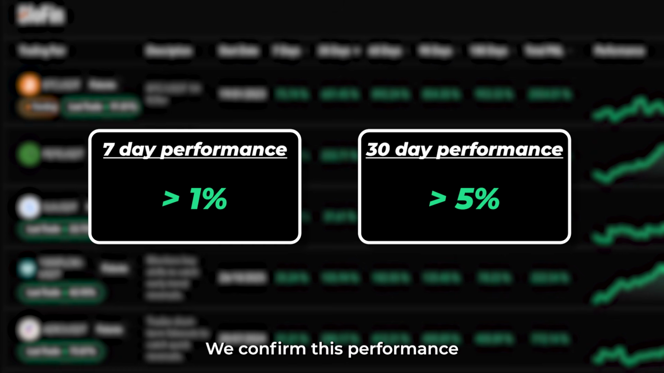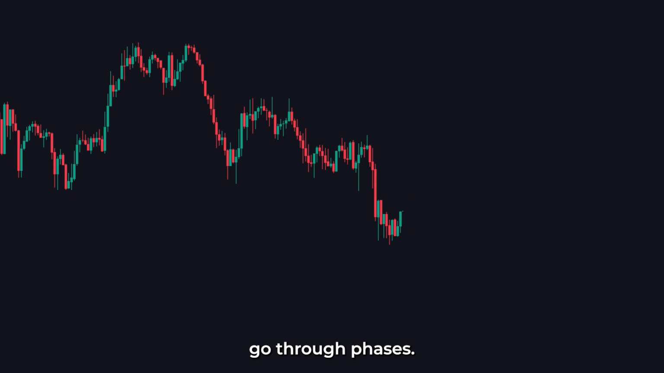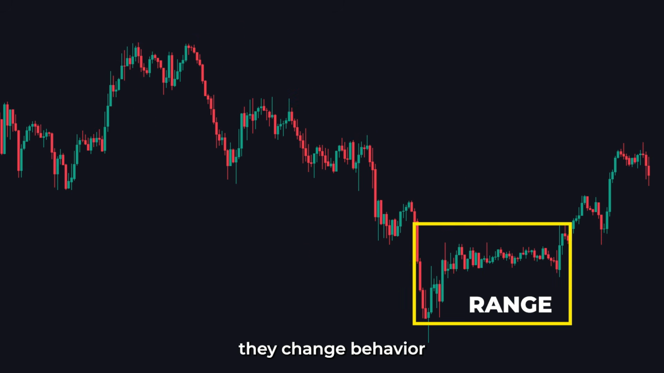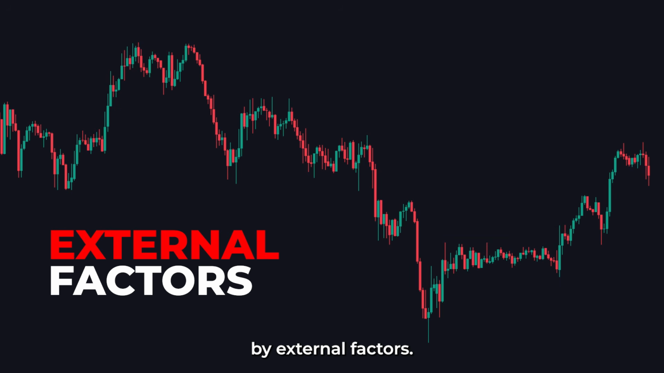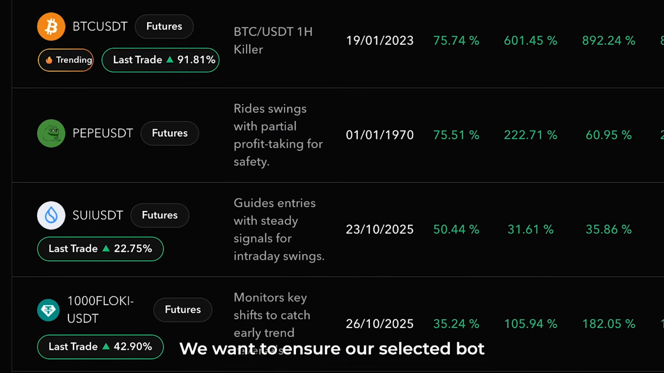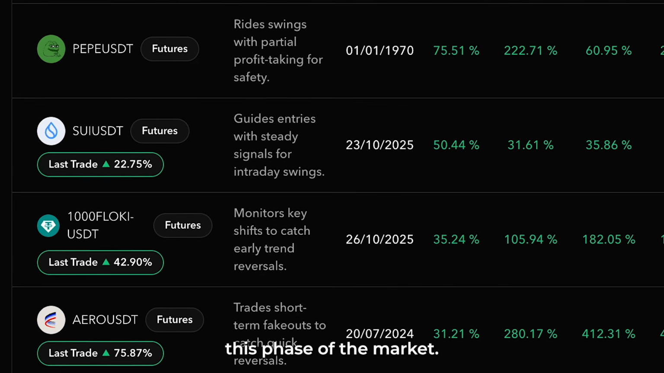We confirm this performance due to the fact markets go through phases. They trend, they change behavior, and they are impacted by external factors. We want to ensure our selected bot is adapted and suiting this phase of the market.